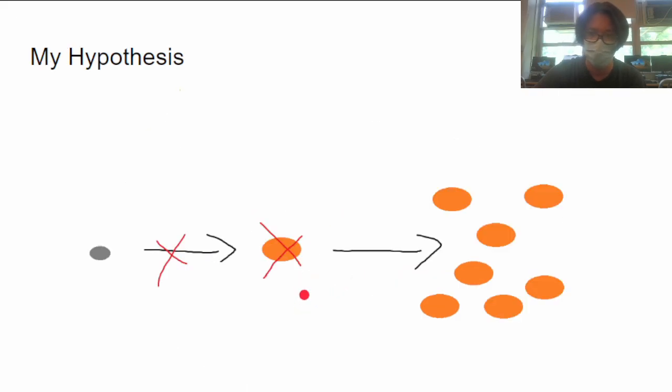And since many amino acids play a role in mTOR regulation, I want to see the effects of prolonged valine deprivation on mTOR activation. I hypothesize that prolonged valine deprivation will cause an initial decrease in mTOR activation before the reactivation of mTOR.